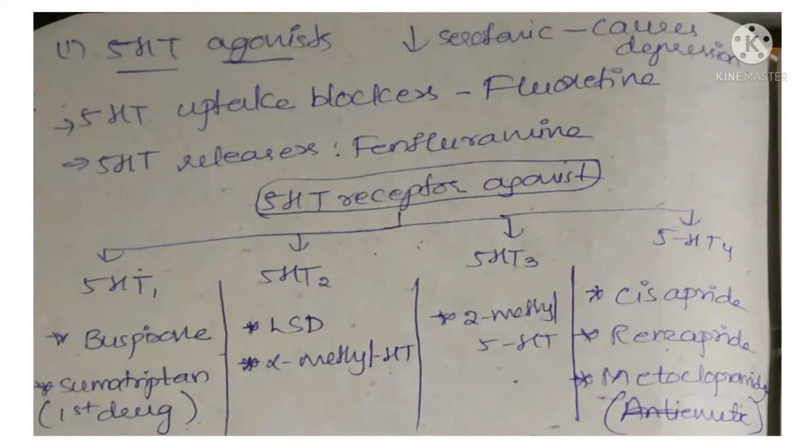So the 5HT agonists 1, 2, 3, 4. 5HT1 agonists are buspirone and sumatriptan. 5HT2: LSD and alpha methyl 5-hydroxytryptamine. And 5HT3: 2 methyl 5-hydroxytryptamine. 5HT4: cisapride, zacopride and metoclopramide. You just revise these drug classifications every day so that you will not forget. That is the only way to remember all the drugs.